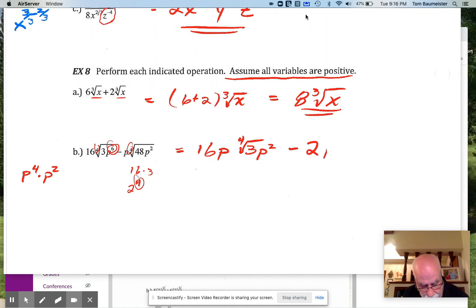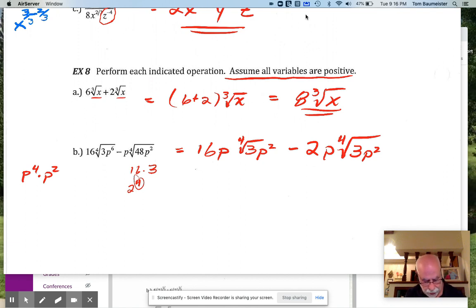I already had that p there because it was on the outside, right? And then what do I have left? Well, I have 3. Oops, I didn't mean to erase that. I have 3, right? So that 3 can stay under the radical. And I have p squared under the radical. And it's to the fourth root. Okay? So now, again, now it's just the same.